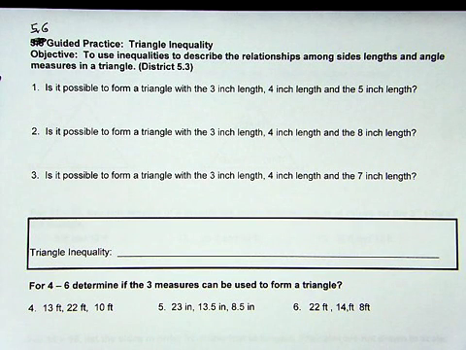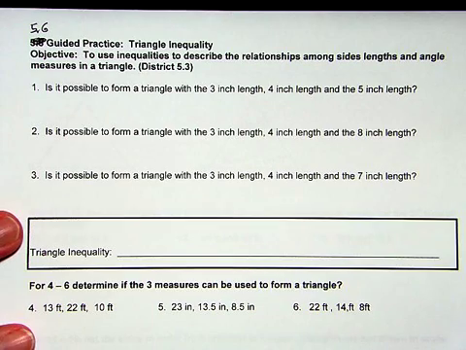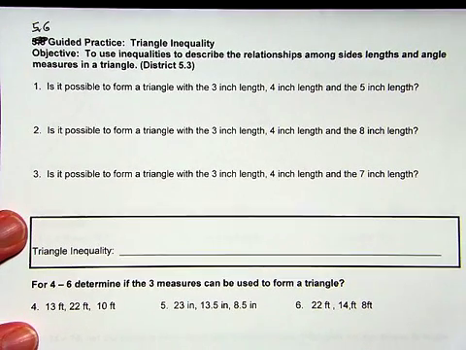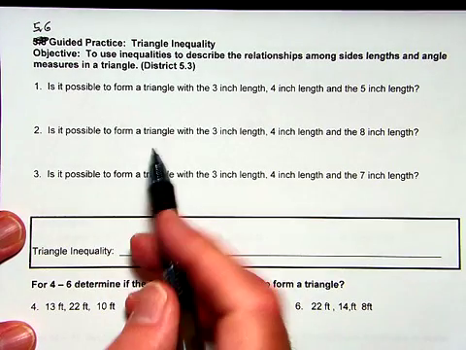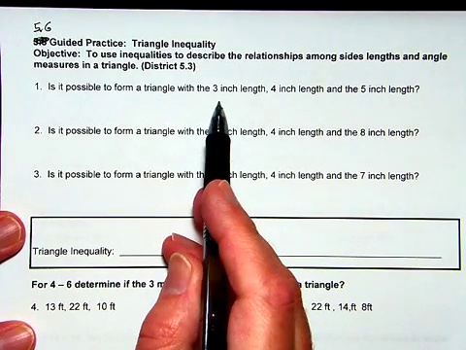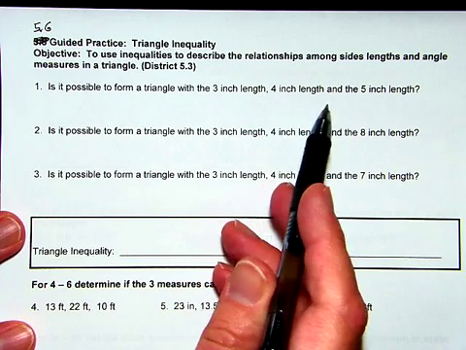So our next unit is called Triangle Inequalities. And here the objective is to use inequalities to describe the relationships among side lengths and angle measures in a triangle. And we start with some simple questions. Is it possible to form a triangle with the 3-inch length, 4-inch length, and 5-inch length?